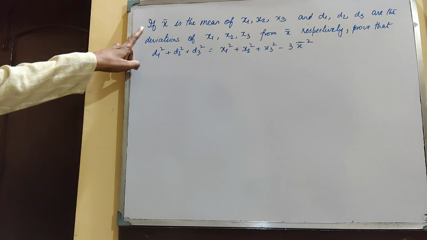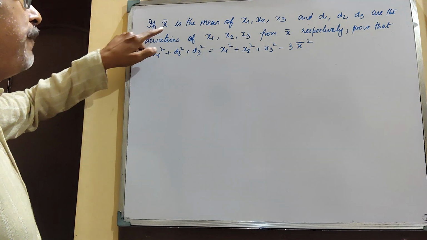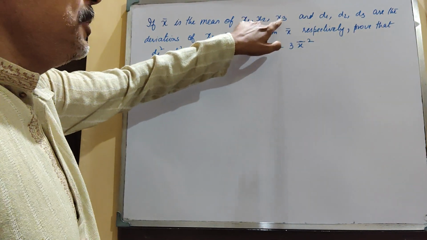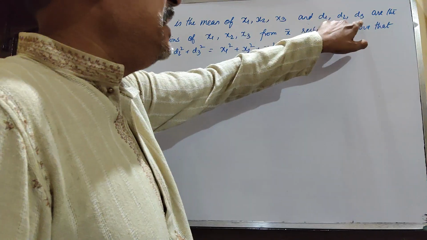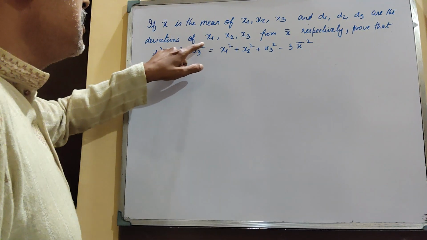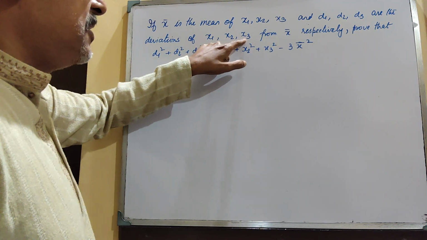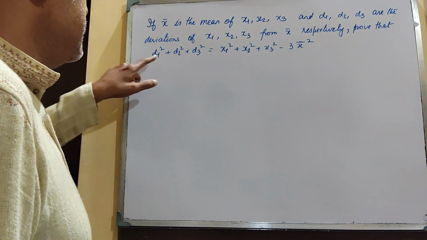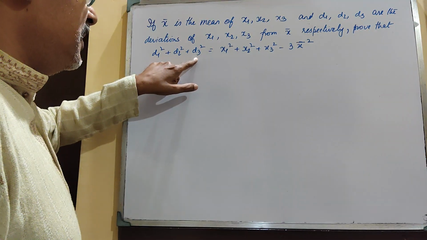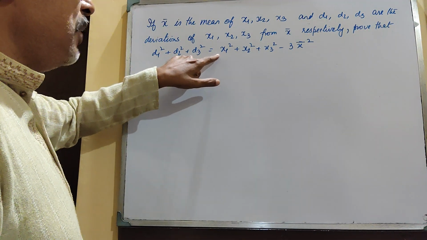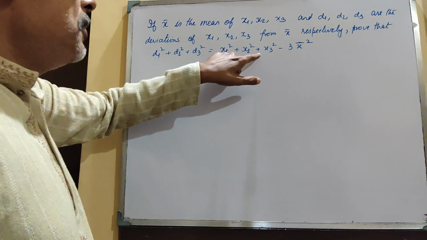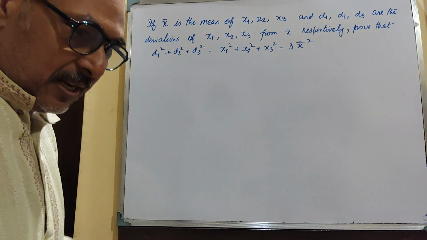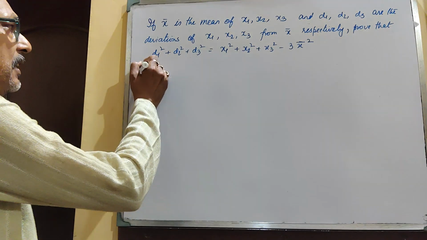Hello, in this video we want to solve this question. If x bar is the mean of x1, x2, x3 and d1, d2, d3 are the deviations of x1, x2, x3 from x bar respectively, prove that d₁² plus d₂² plus d₃² equals x1² plus x2² plus x3² minus 3x bar squared. We have to solve this.